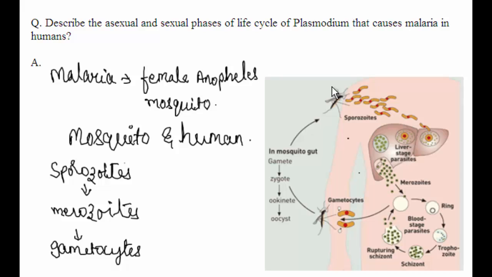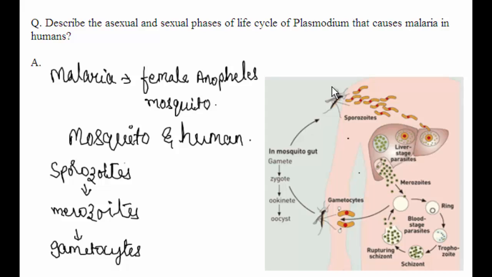Describe the asexual and sexual phases of life cycle of Plasmodium that causes malaria in humans. So Plasmodium requires a host for reproduction. Basically, malaria is caused by the biting of a female Anopheles mosquito to a healthy human being, releasing Plasmodium.